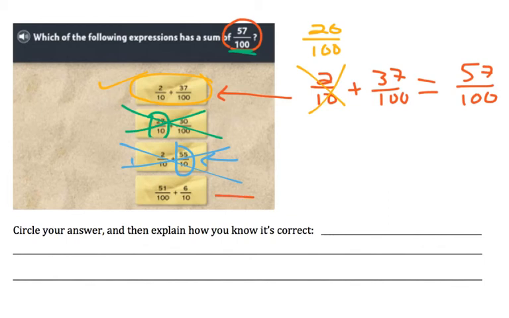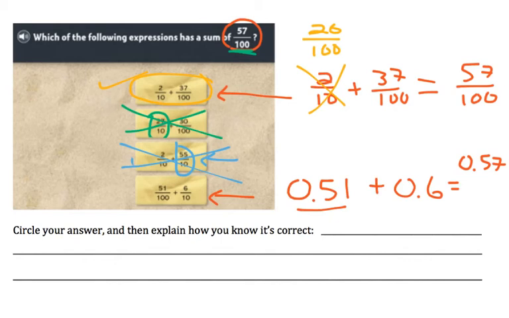And then this very last one says 51 hundredths plus 6 tenths. And just to connect it to what we've been doing with decimals, it would look like this. And I know at least half of you at one point thought that this was true, that this 51 hundredths plus 6 tenths equaled that, because it looks like it does. It looks like it's just 51 plus 6 equals 57.